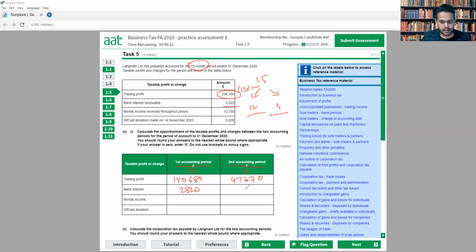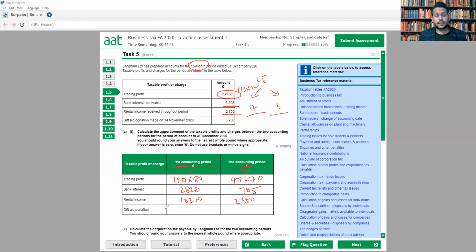2820. And the next one is 705. Rental income, the same way. So we have total 12,750. So 12,750 divided by 15 times 12, it is 10,200. And the next one, 2550.